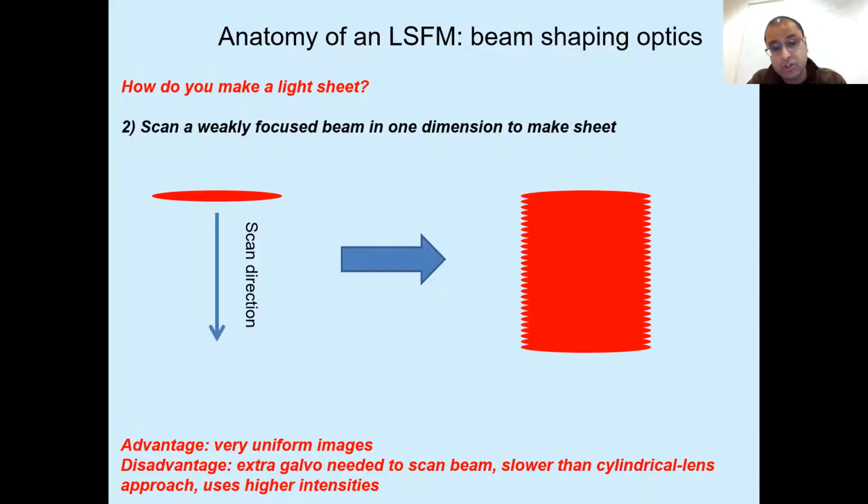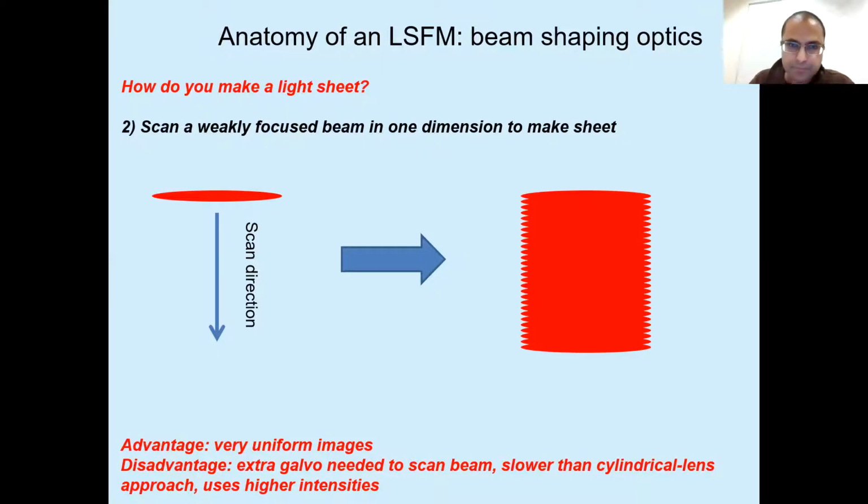One of the disadvantages is that you need an extra scanner, typically a galvanometric mirror, to scan the beam. And just like the point scanning confocal is fundamentally slower than a widefield microscope, if you're scanning a beam to make a light sheet, then this necessarily implies a higher intensity. So for really high-speed imaging, you could run into this problem with fluorescence saturation. But for most imaging at moderate or even pretty fast frame rates, this isn't an issue. And so this is a popular way of generating a light sheet, to just scan a low NA beam at high speed.